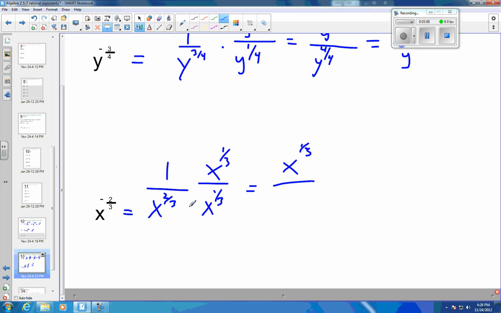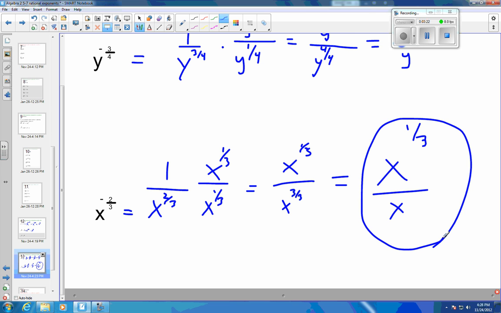And when you multiply, you add your exponents. So this is x to the 3/3, and 3/3 is 1. So this is x to the 1/3 over x, and that's your final answer right there. So that's example 5.